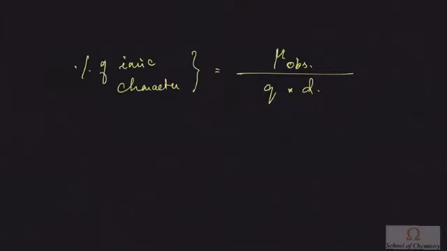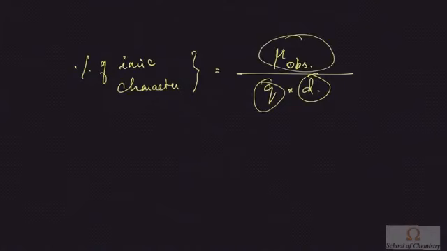So the percentage of ionic character can be expressed in terms of mu observed divided by Q into D. We know what Q is. Q is nothing but the value of one unit charge. We take only the magnitude, not the sign, and D is nothing but the bond length of the given molecule. And mu observed will always be provided in the problem.